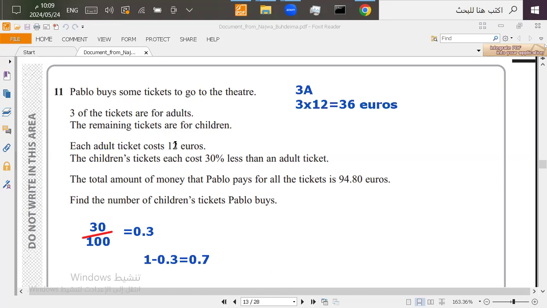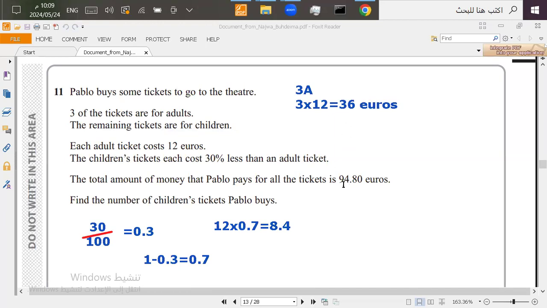Now I'm going to take the multiplier multiplied by the original, which is 12. So 12 times 0.7, which is the multiplier of 30% decrease. It means if you multiply with it, it will help you find how much money you'll get. So 12 times 0.7, and the answer is 8.4. So each children's ticket will cost 8.4. Now I know the cost of one children's ticket. Now I will find out how much money is left and divide it by the cost of the children's ticket to know how many children's tickets he took.